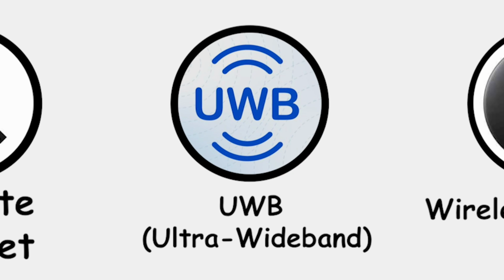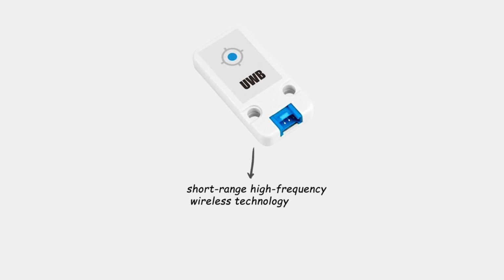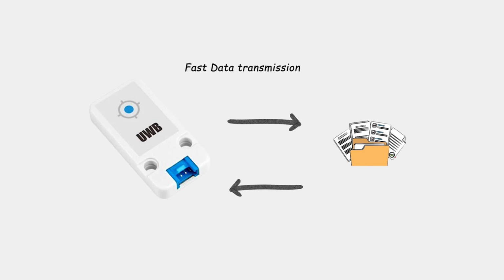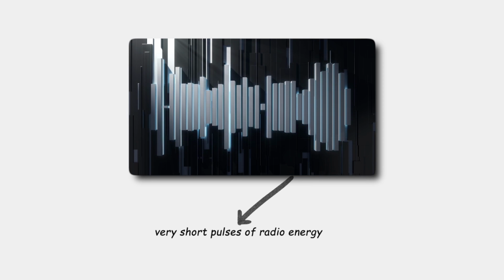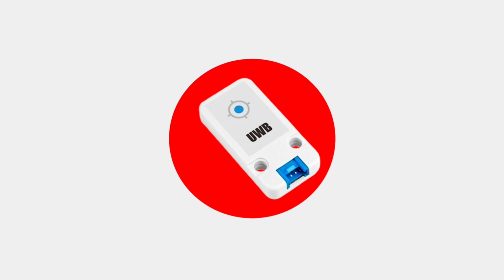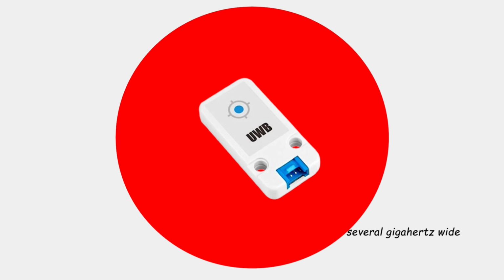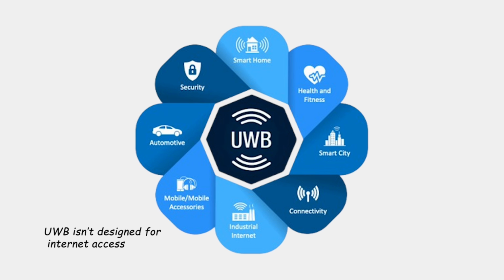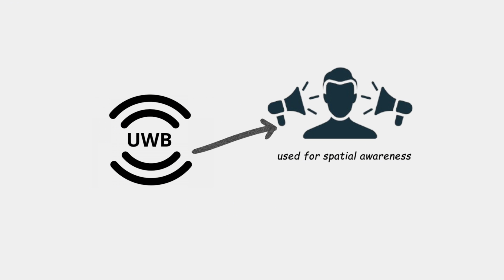UWB, Ultra-Wideband. Ultra-Wideband is a short-range, high-frequency wireless technology used for precise location tracking and fast data transmission over short distances. It operates by sending very short pulses of radio energy across a wide frequency spectrum, typically several gigahertz wide. This makes it resistant to interference and capable of pinpoint accuracy. UWB isn't designed for internet access. Instead, it's used for spatial awareness.